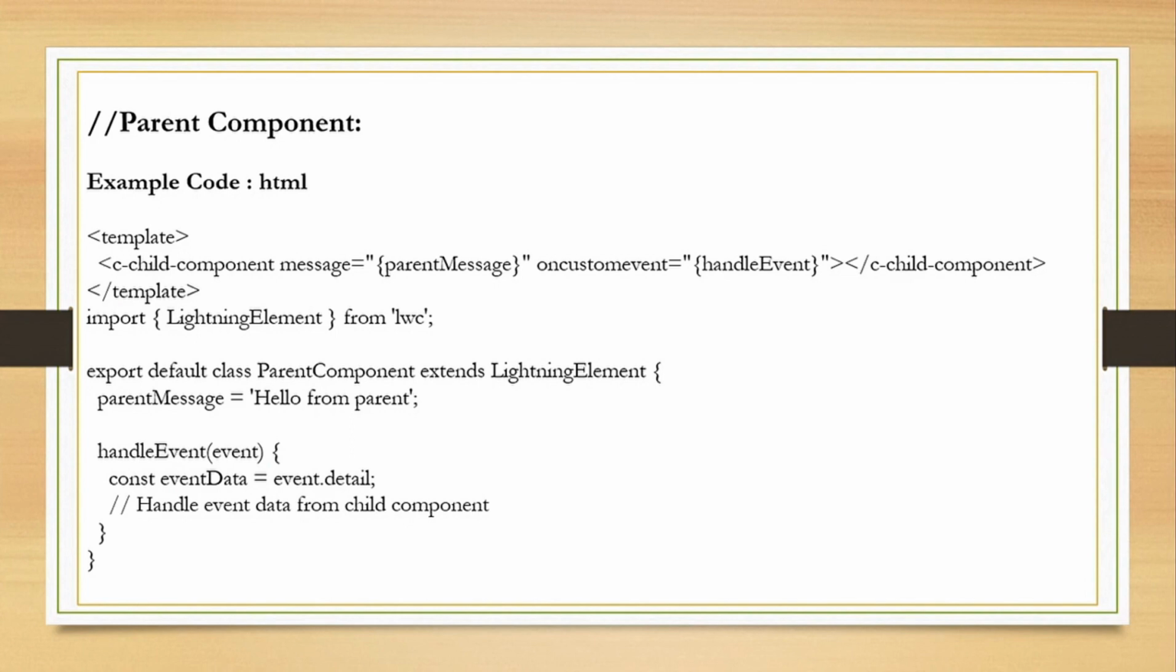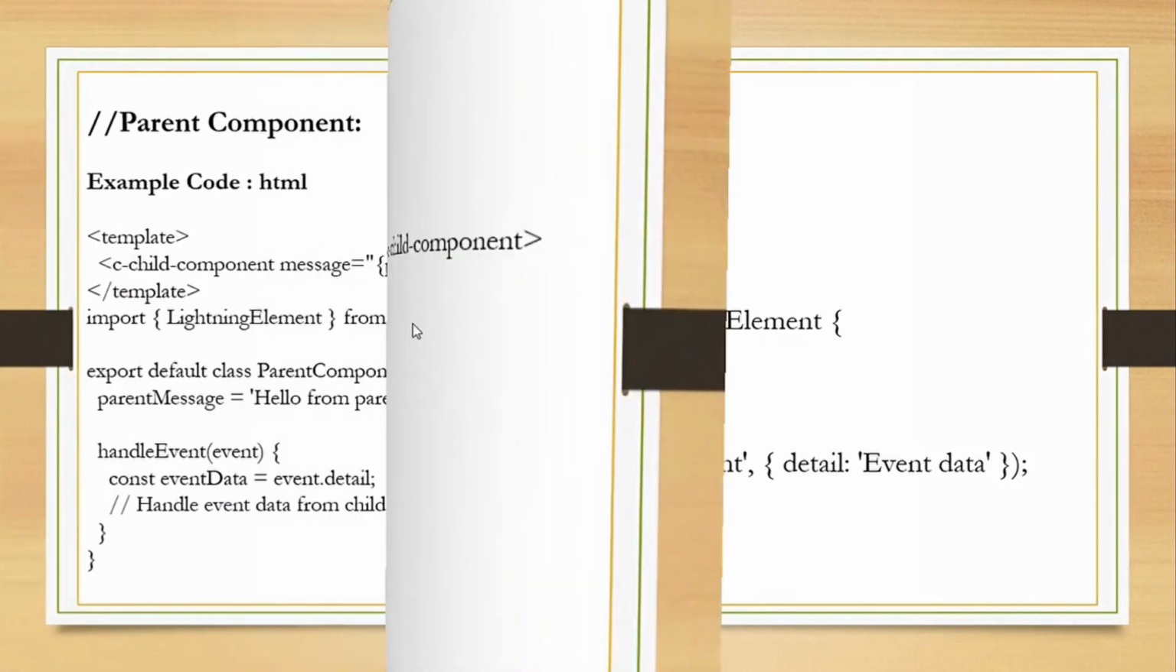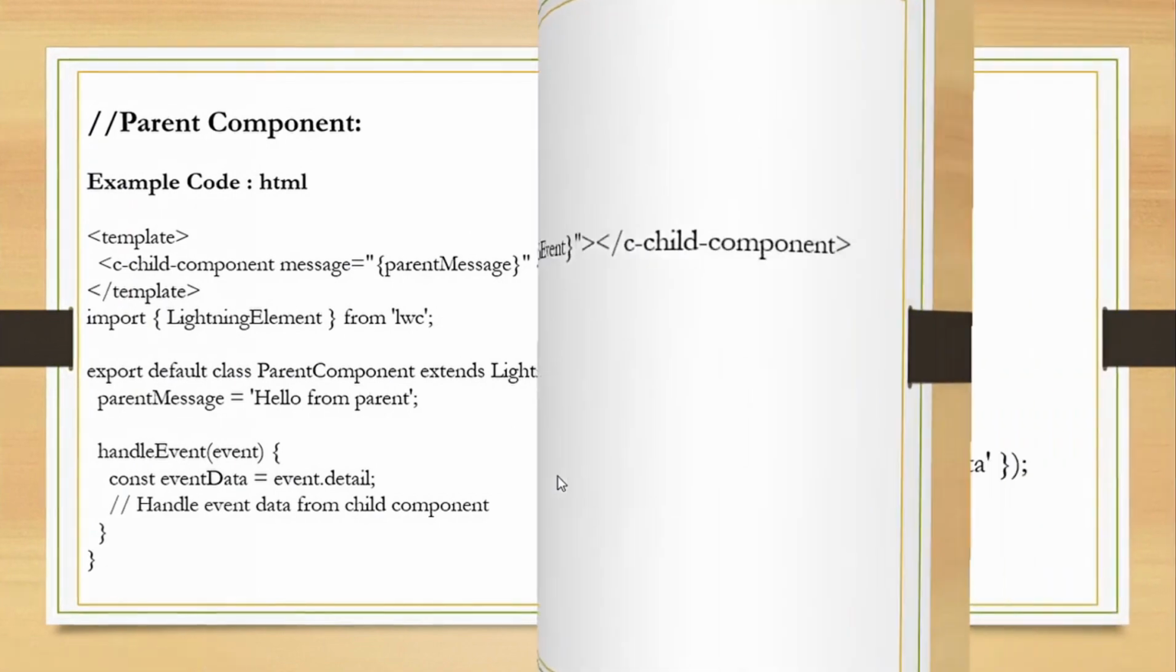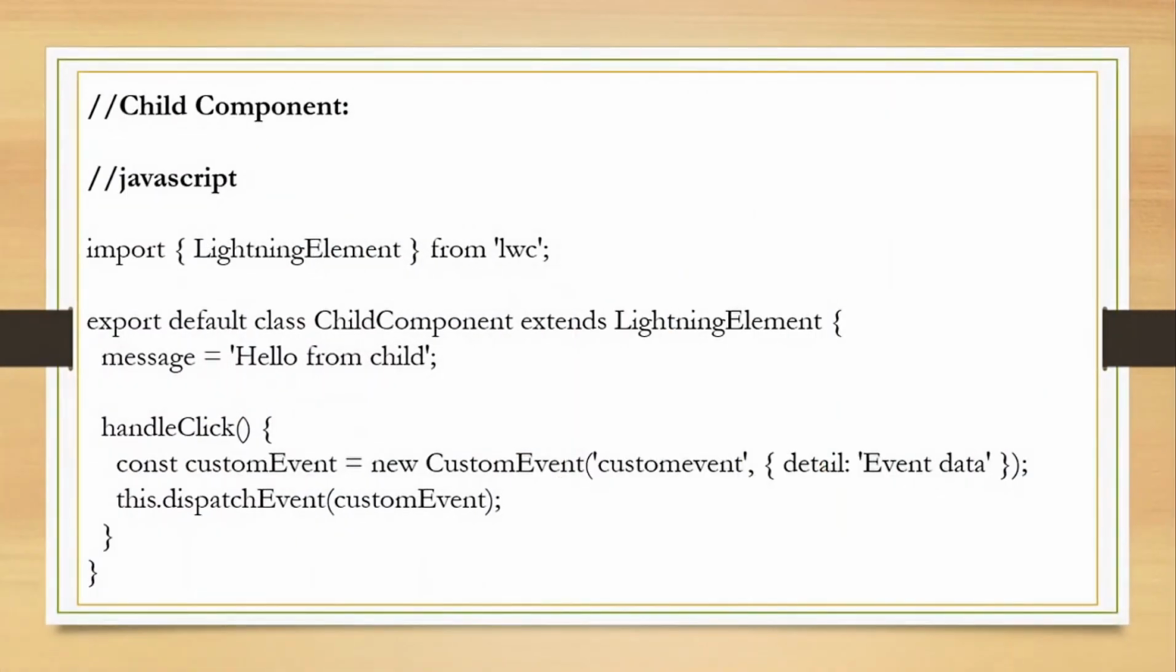Moving on, this is the JavaScript part of the child component, the handle click button. You can declare a new constant, a custom event, as a new custom event with the event detail, and we can call this component event with the parent component. In this child component.